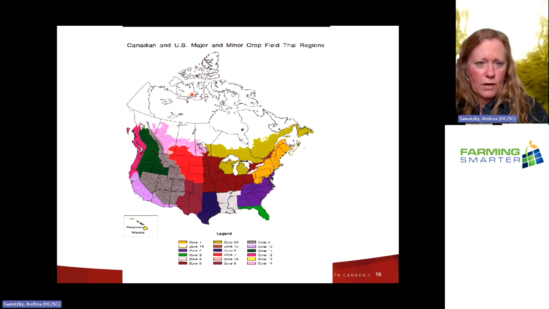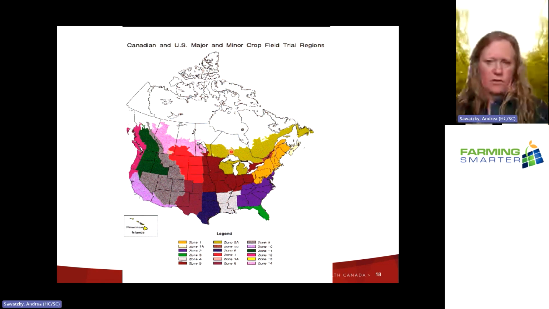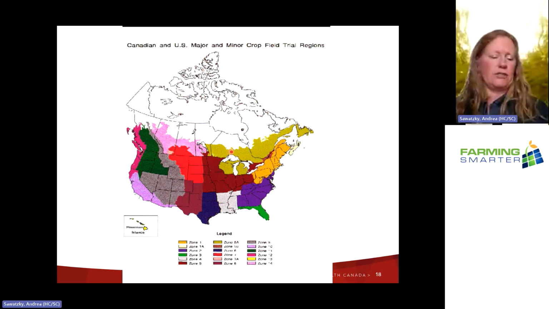Like we have a lot of white. So the agricultural land is what's being colored. These regions here are used for experimental studies in support of residue chemistry data requirements for the registration of a new pesticide. And as you can see, it's been harmonized between the United States and Canada.